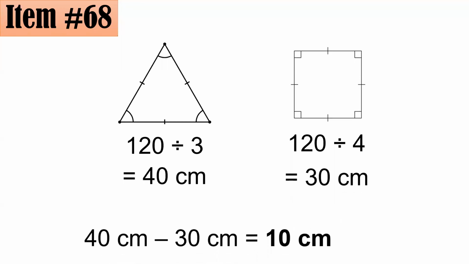So this tells us na mas mahaba ng 10 centimeters yung side ng triangle kaysa sa side ng square. So all we did is subtract 40 cm by 30 cm and get 10 cm. So letter D is the correct answer here. Okay. So far so good. 69 po.